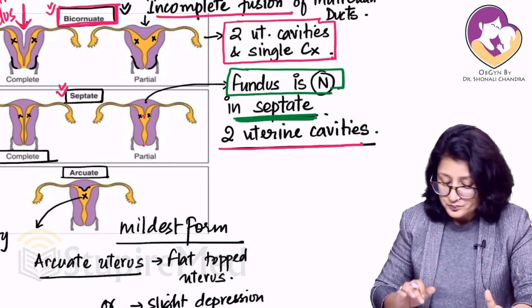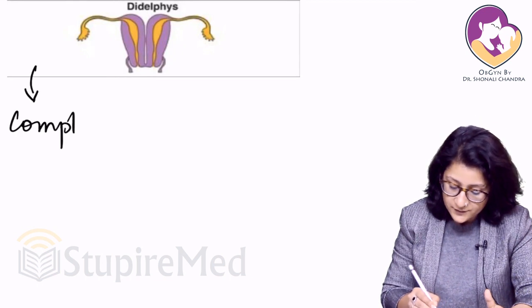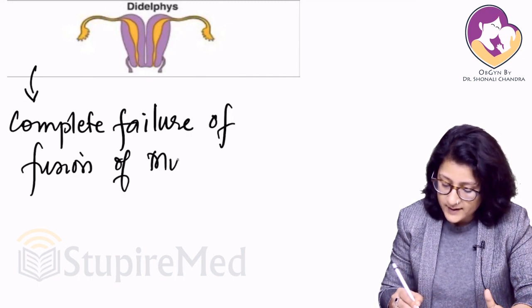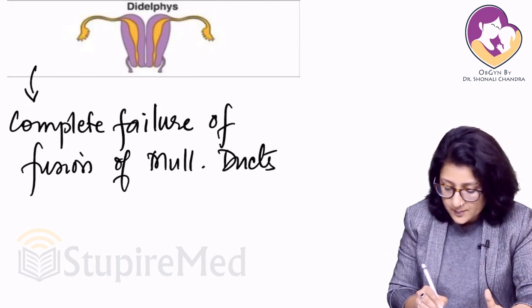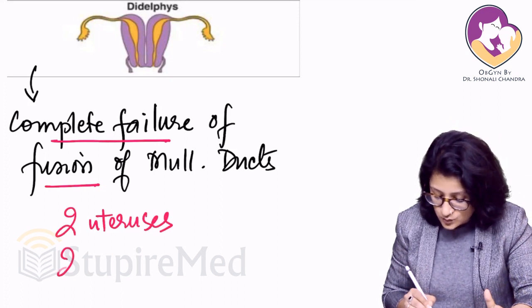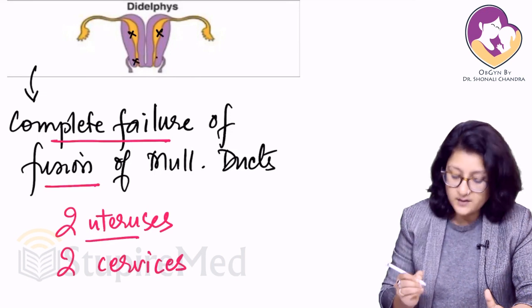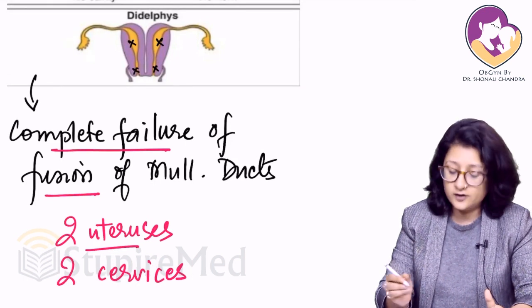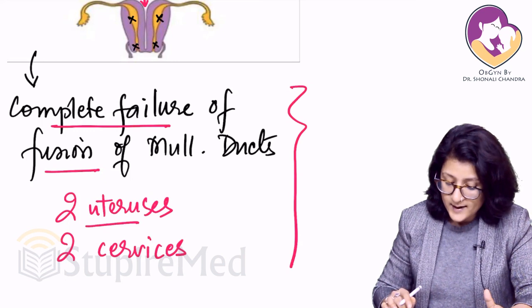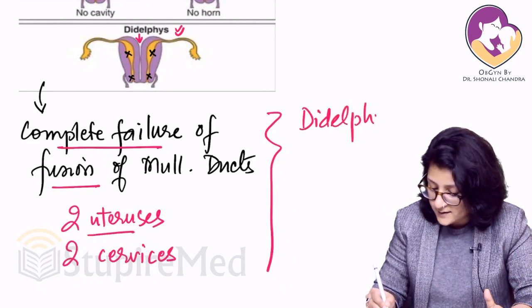All right, so one thing is this. Sometimes there can be complete failure of fusion of Mullerian ducts. When that happens, we will get two uteruses and two cervices. As we can see here, because there is complete failure of fusion, there is this dip at the fundus as well. This is called a didelphys uterus.